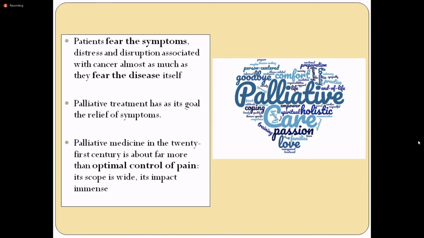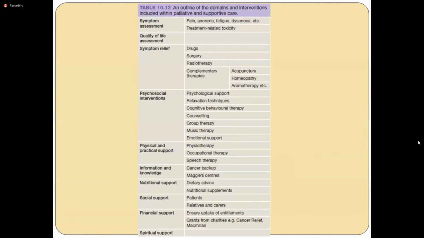So palliative treatment has the goal of relief of the symptoms, and the most notorious thing is the control of the pain. So the patient has pain at the terminal stage, and our aim is to relieve that pain.